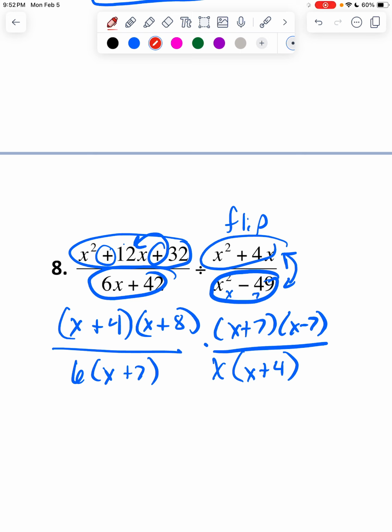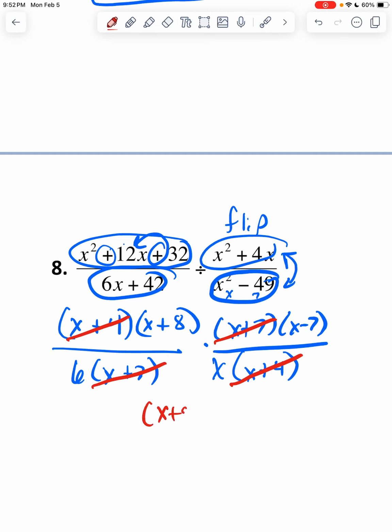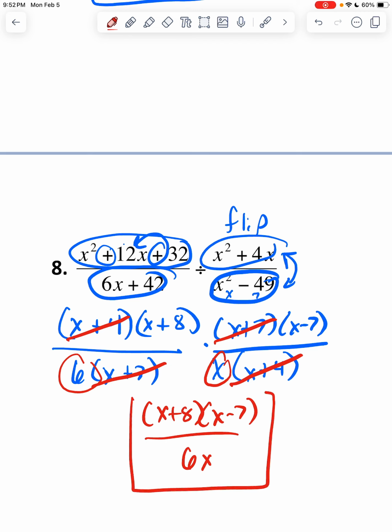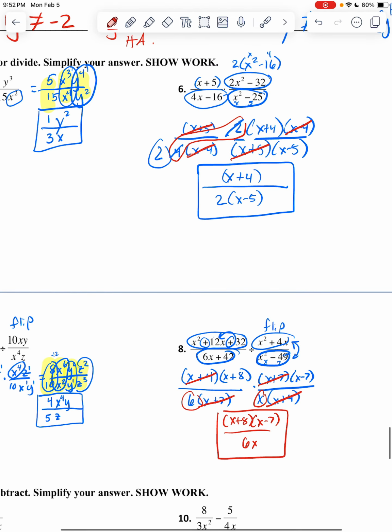Now that that one's flipped and they're all factored, I just go hunting for what cancels. X plus 4 cancels x plus 4. X plus 7 cancels x plus 7. So I have left on the top an x plus 8, an x minus 7, and on the bottom I have a 6 and an x. And they're on the outside of parentheses, so they could only cancel other stuff that's on the outside of parentheses. So I'm done.